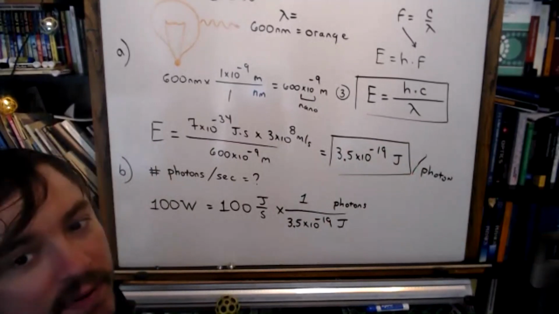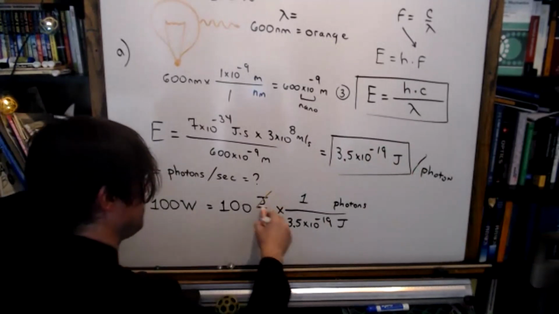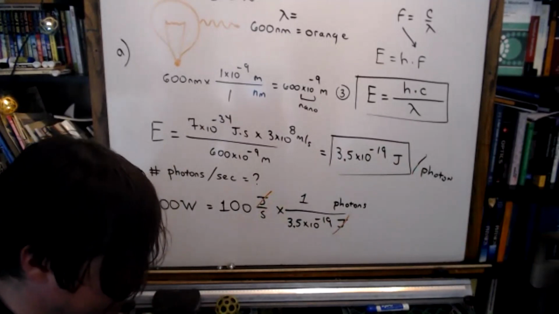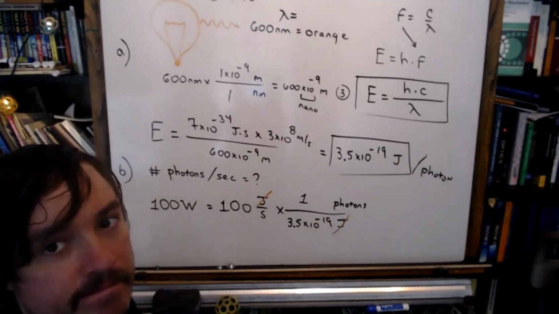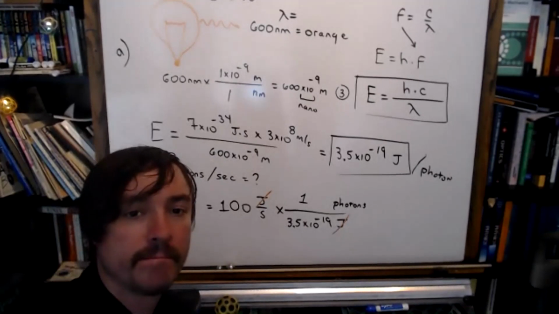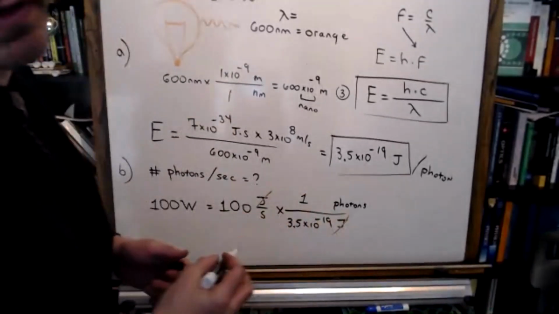Okay, punch them up. Tell me what you get. Joules are going to cancel. That's about 3 times 10 to the 20. I'd want to say the units are photons per second. And that's correct.